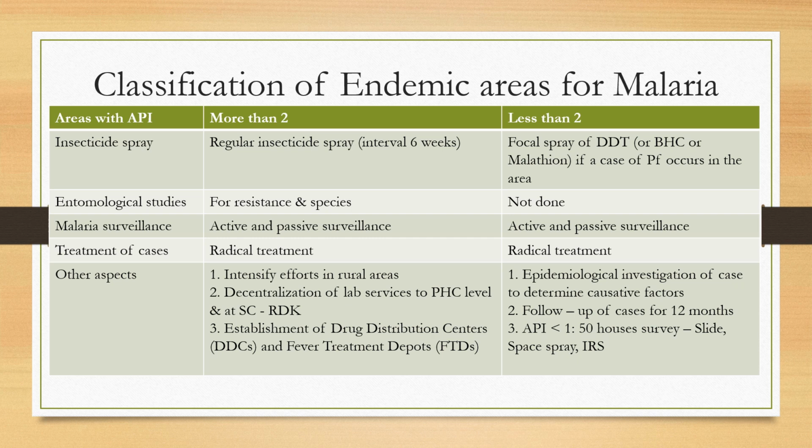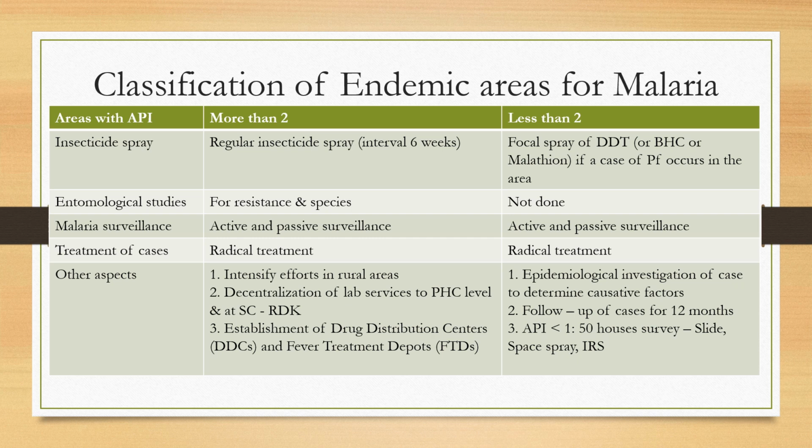So now what is this area? You can say area can be a state, can be a country, anything. But for our classification, the area we have taken as the unit is a subcenter area, for effective classification and effective channelization of resources. The unit is subcenter. Now first, what are the interventions done in areas with annual parasite incidence more than 2?